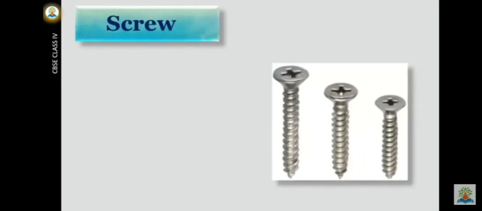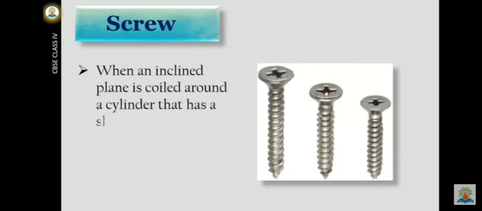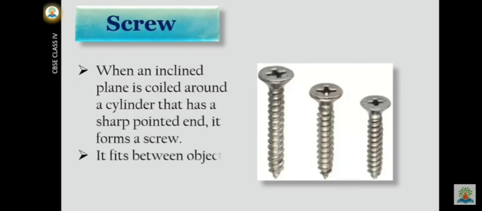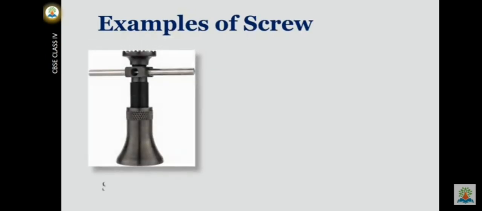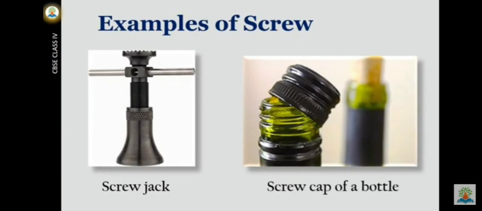Now the next is screw. A screw is a nail having thread wrapped around it. So a screw is used to lower or raise things or to hold objects. It has a sharp pointed end. So the examples of the screw are screw jack and the cap of a bottle, or jar lids, light bulbs. All these are examples of screw.